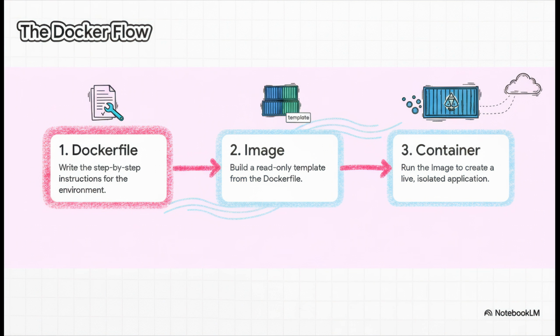So let's just put it all together one more time. It's a really simple, logical flow. Step 1, you write the packing list, the Dockerfile. Step 2, you build the sealed box, the image. And step 3, you run the box, which creates a living, working container. List, box, action. It's a clean, repeatable, and incredibly powerful process.